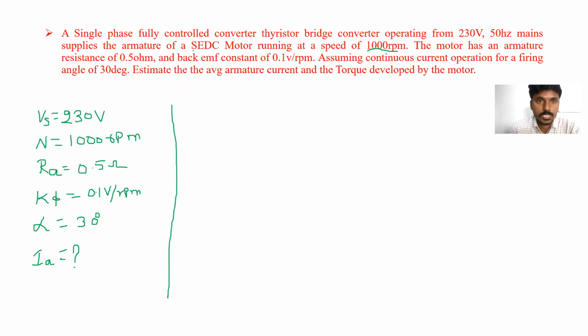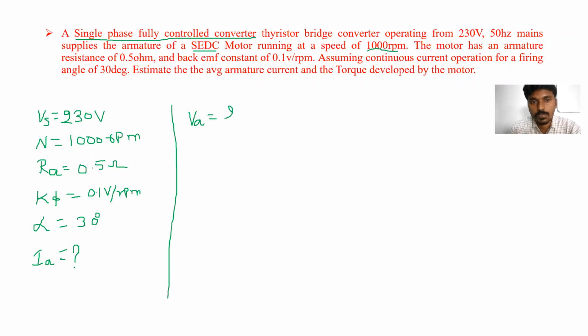This motor is operated through which converter? Single phase fully controlled. Yes, single phase fully controlled converter. So we have to find out the average output voltage of the single phase fully controlled converter.